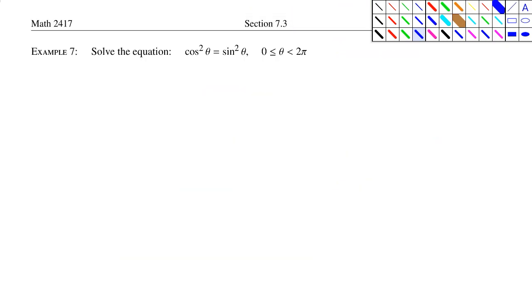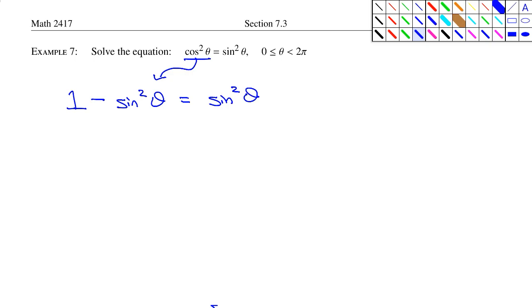Example 7. Solve the equation cosine squared of theta is equal to sine squared theta for theta between 0 and 2 pi. So there's several ways to do this one. I'm going to use a trig substitution here, an identity. What do we know cosine squared is equal to? It's equal to 1 minus sine squared of theta. And the right side stays the same.